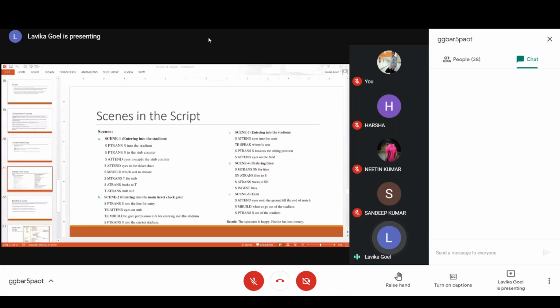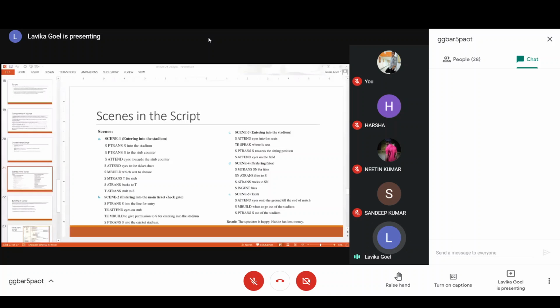So that means spectator is moving itself. PTRANS means transfer of the physical location of an object. But here the object is the spectator itself. So that means spectator is moving itself. That means it is going. Where it is going? Into the stadium, right? So the main thing we have written here is what is the main primitive that is used over here, and what is the action, right?